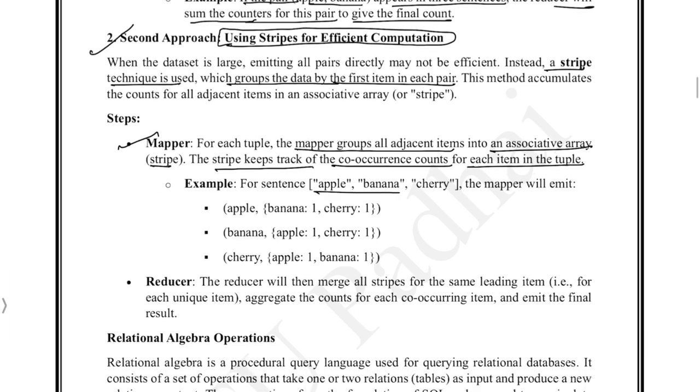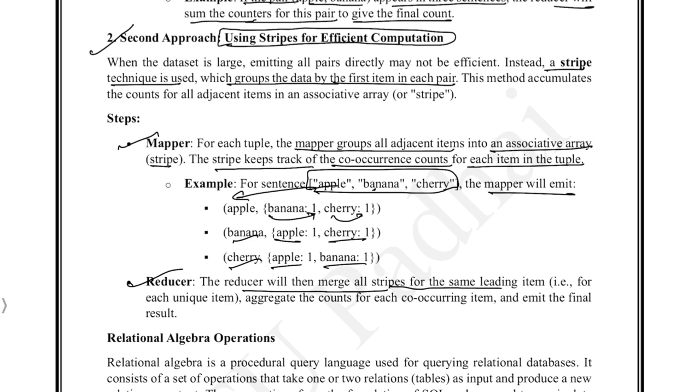Now let's see, this is the list. The mapper will emit first, let's take the first item, that is apple: banana 1, cherry 1. That means one by one we take the items and assign a counter of 1. Next banana, next cherry. Similarly, the combinations are apple, cherry, apple, banana, then cherry. Then the reducer will merge all the stripes for the same leading item, that is, for each unique item, aggregate the count for each co-occurring item and emit the final result.